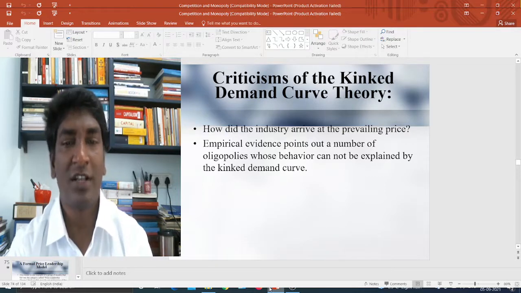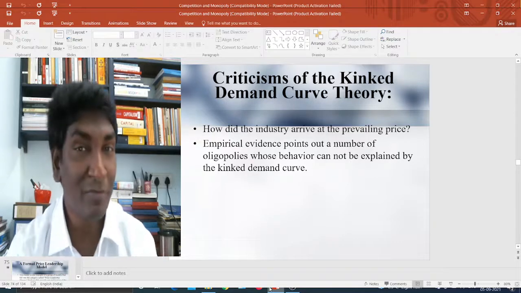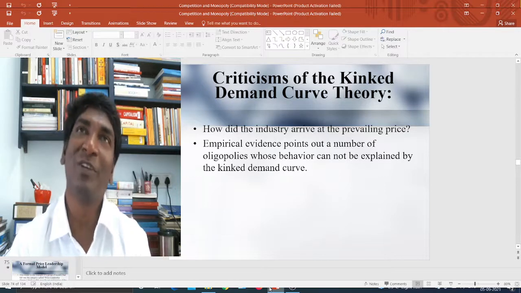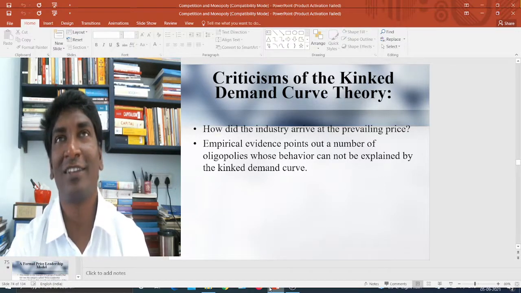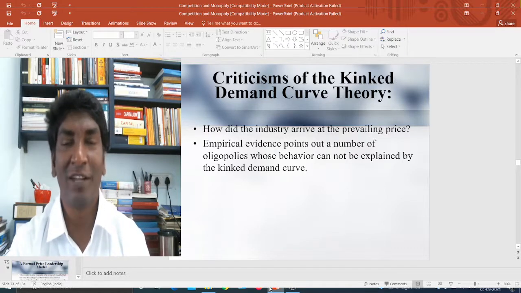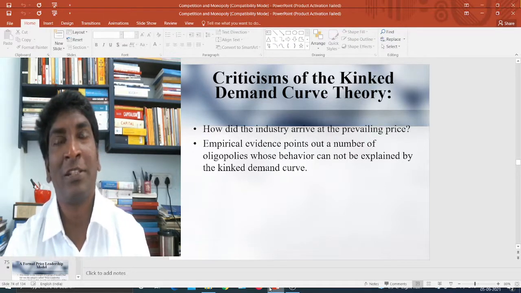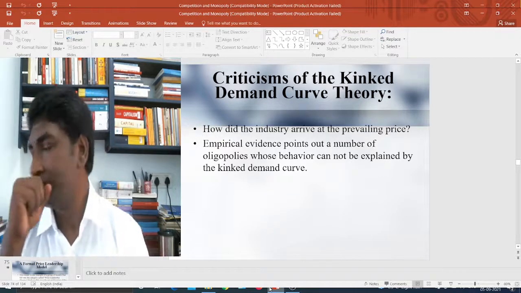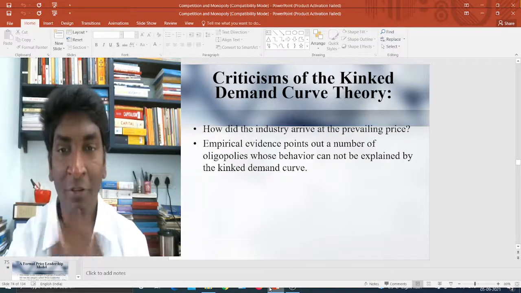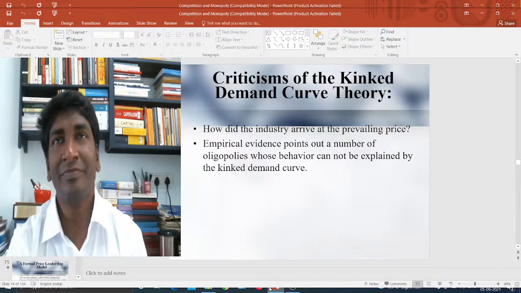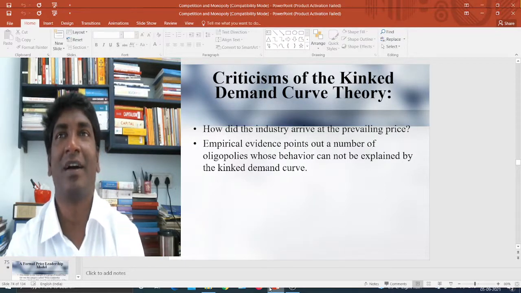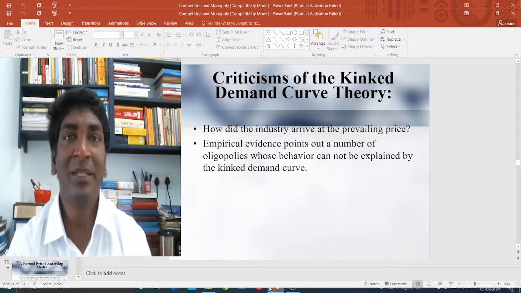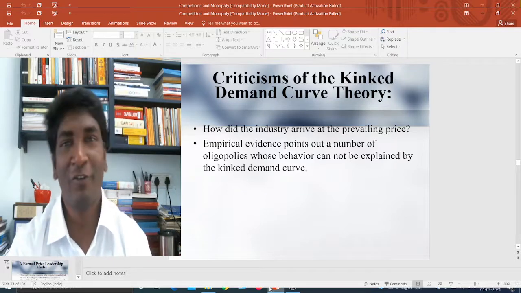First one is, how did the industry arrive at a prevailing price? This is a very important million-dollar question. When we talk about market determination of the price, this question remains intact. Why? Because we know that a price exists even in a perfectly competitive environment, where the product is put up for sale in the market. But how is the price determined? Before production or after production?